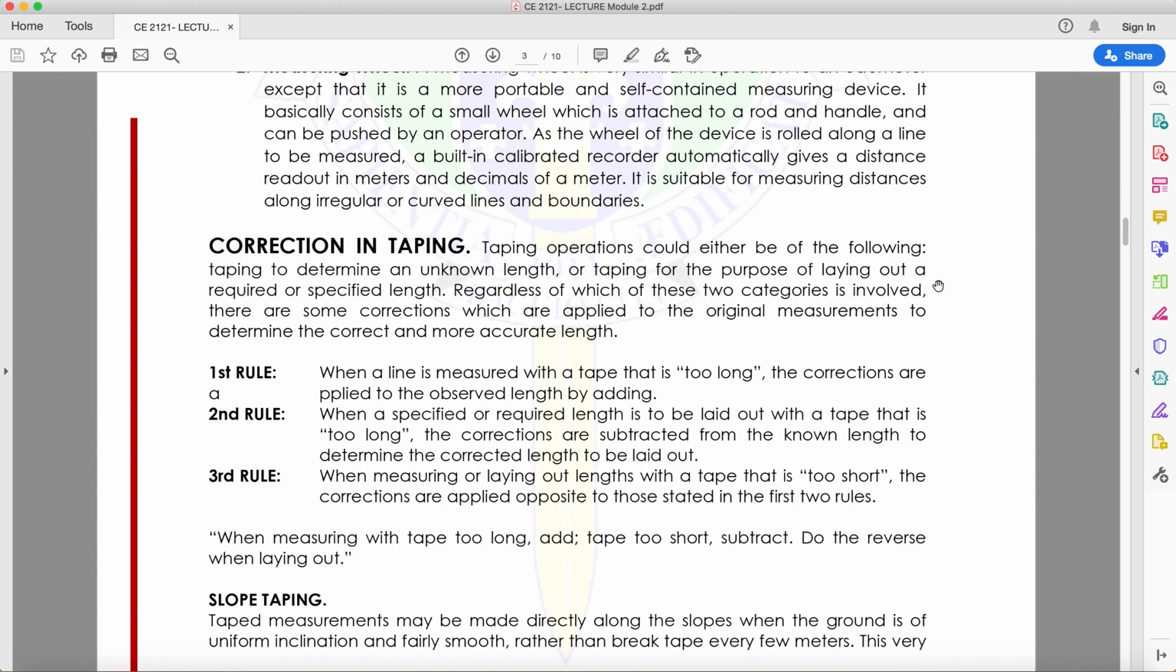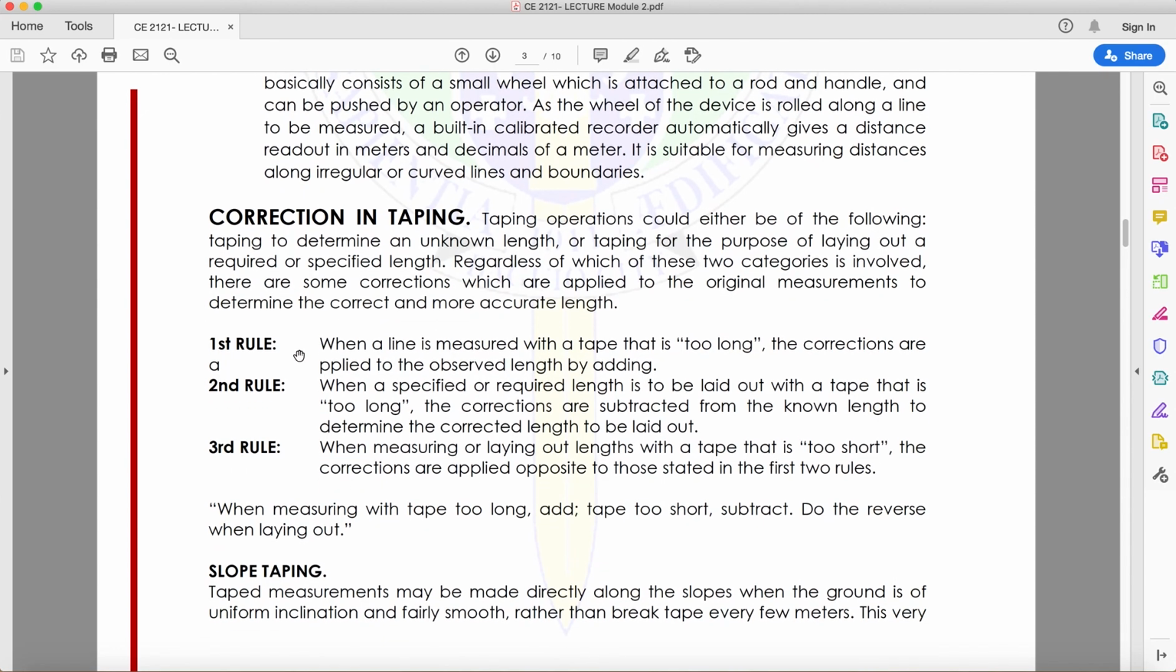Now, when we say laying out, you already have your specified length from point A. We need, let's say, 20 meters from point A, 20 meters going north. So that is laying out. You are laying it out, you already have the distance. Okay? So that is the difference between those two. Regardless of which of these two categories is involved, there are some corrections which are applied to the original measurements to determine the correct and more accurate length.